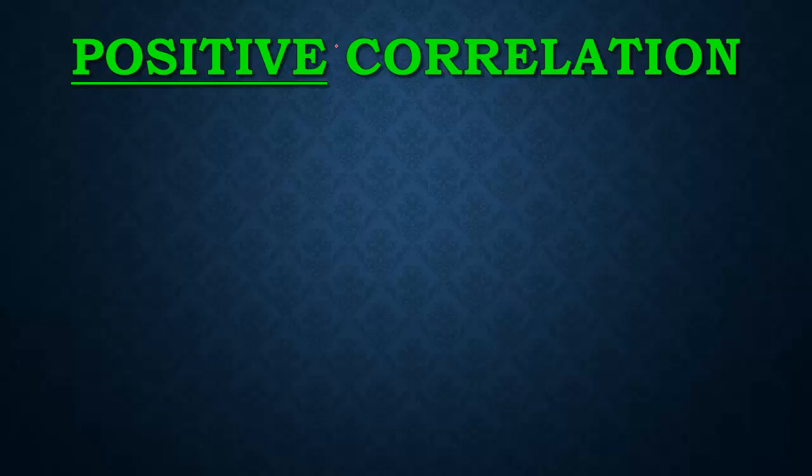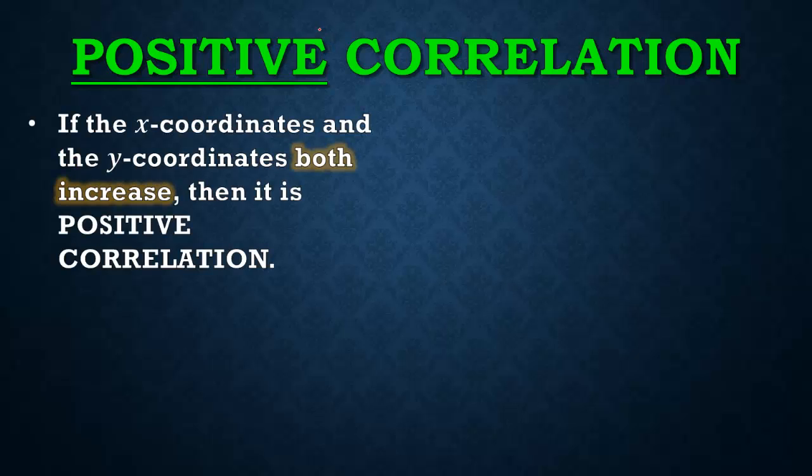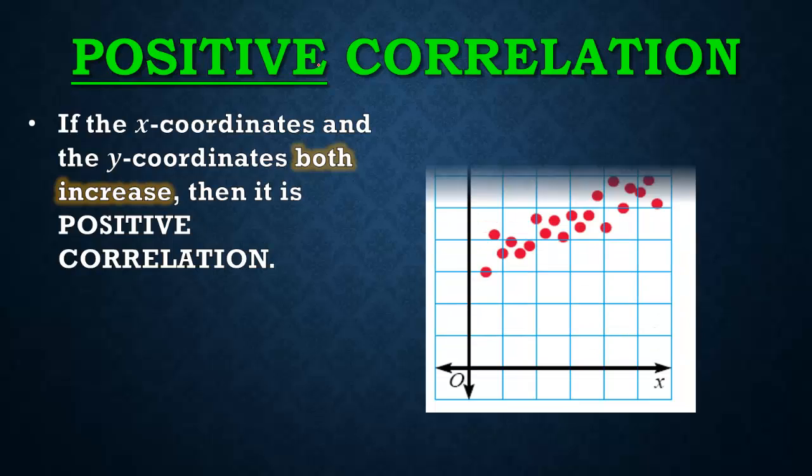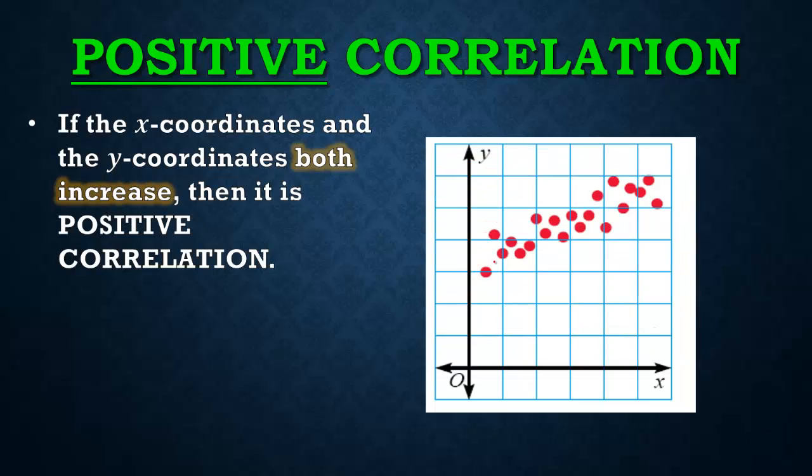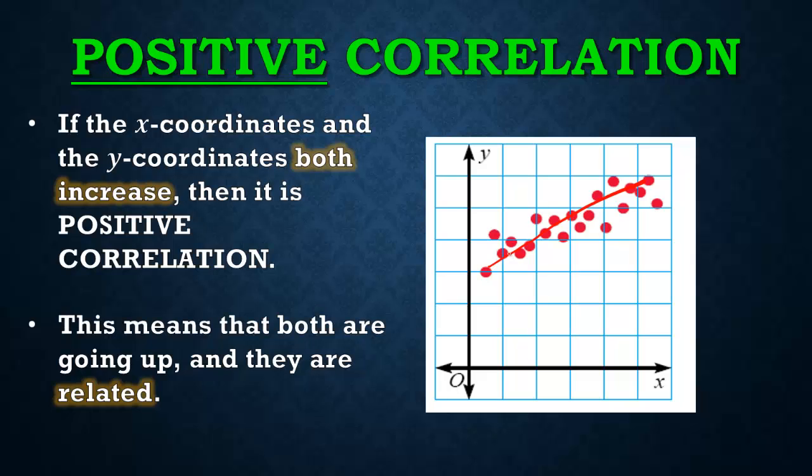All right, so a positive correlation. If the x and y coordinates both increase from left to right, then it's positive. If you look here, these are increasing. Y is going up as you go to the right, and x is going up as you go to the right. X is always going to go up. It's just, is y going up or is y going down?